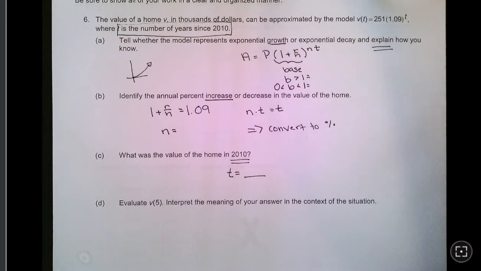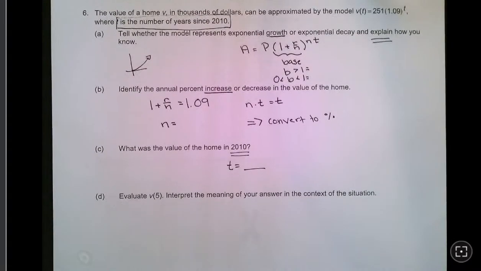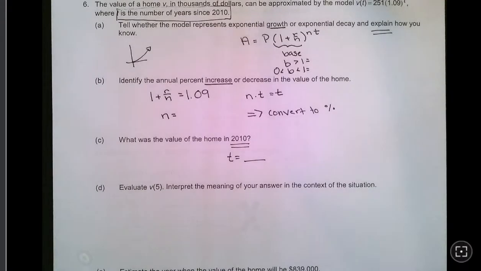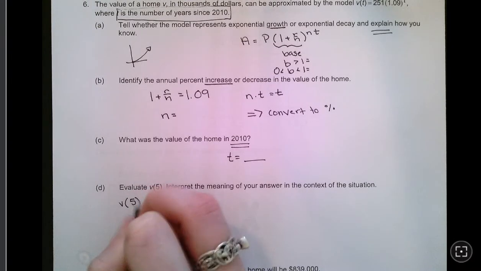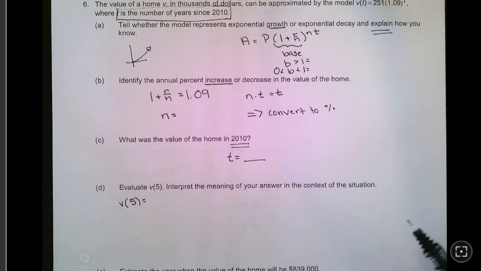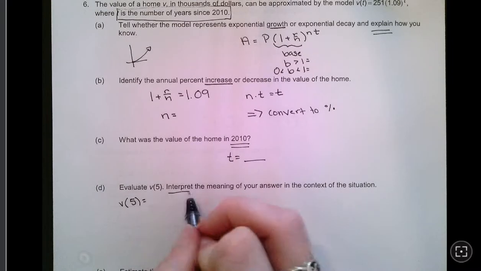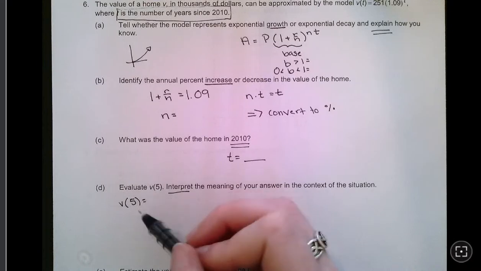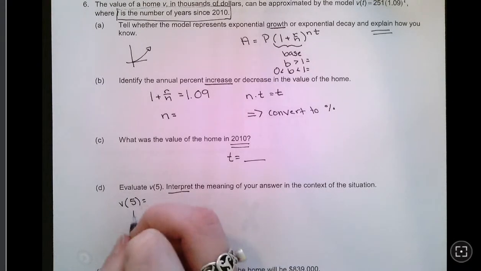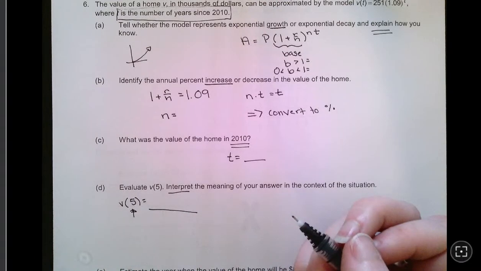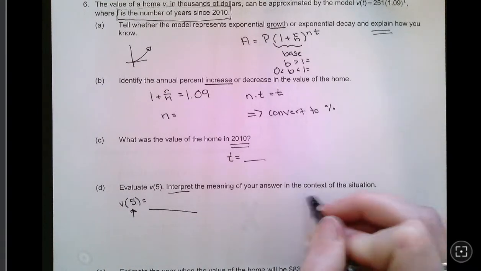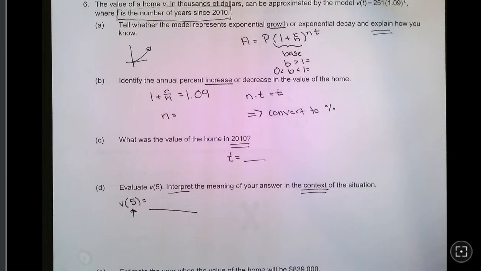Last thing for D, evaluate V of 5. Interpret the answer in the context of the situation. So, evaluating V of 5, you either made two mistakes: you only interpreted it, or you didn't know how to find V of 5. So V of 5, remember, we're just plugging 5 into our equation. What value do you get out? But then you need to be careful, because we're looking at this in the context of our situation. We need to be careful with those units.